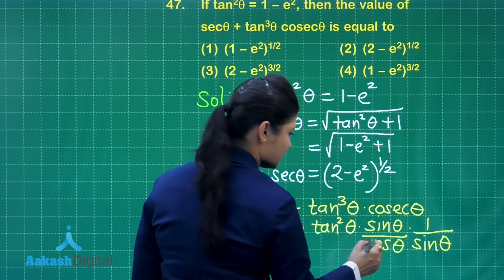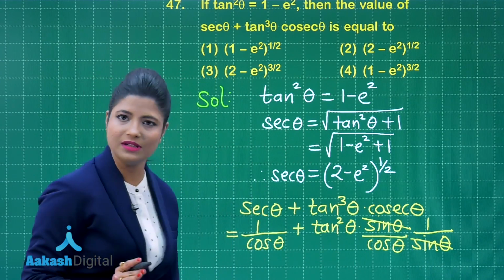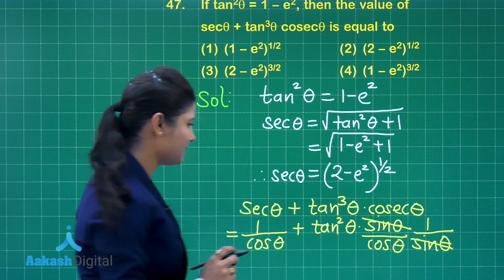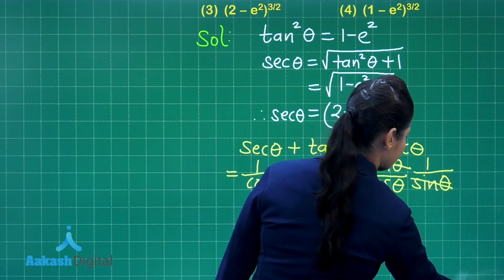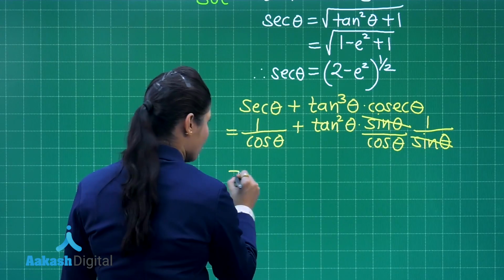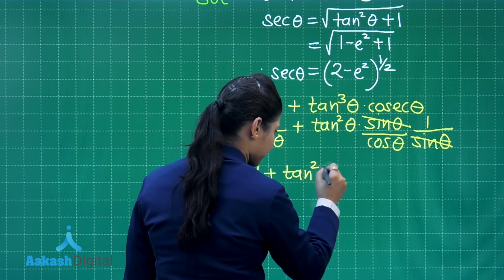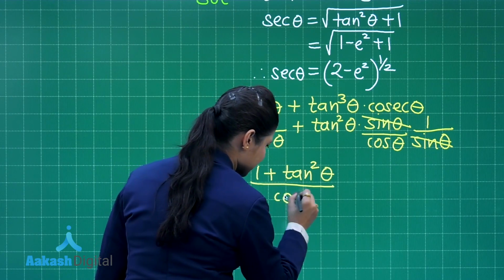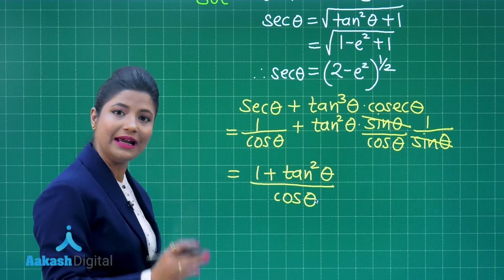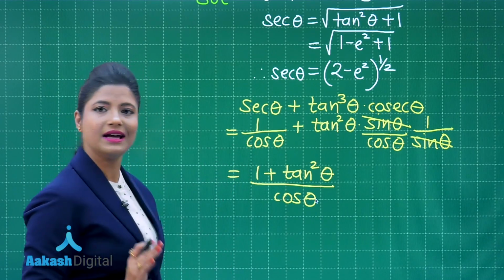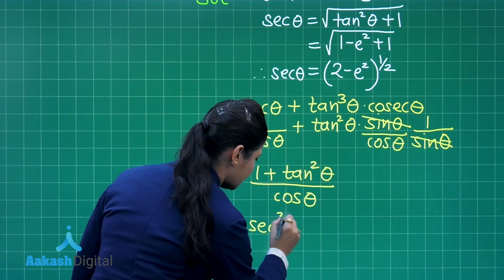If you observe this, sin theta gets cancelled. Moreover, both have a common denominator, cos theta. Let's take that as common. Then you obtain 1 plus tan square theta upon cos theta, and 1 plus tan square theta is sec square theta, and 1 upon cos theta is also sec theta. So, we obtain here sec cube theta.